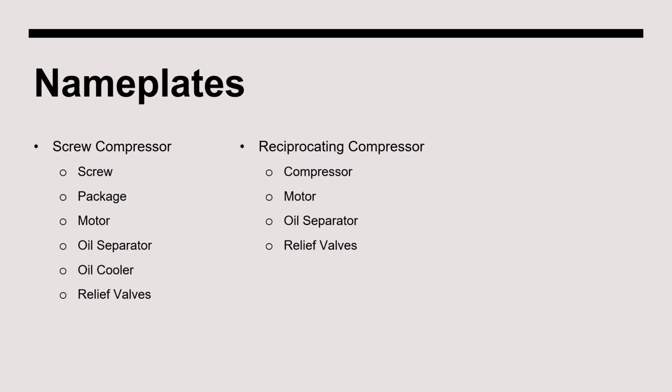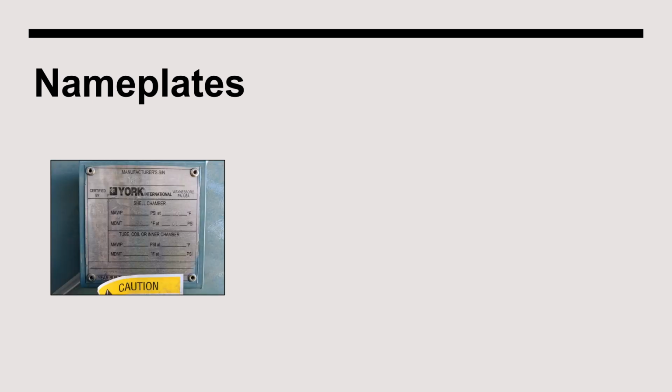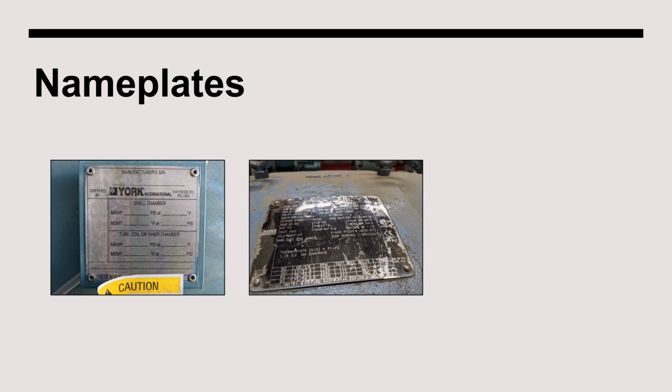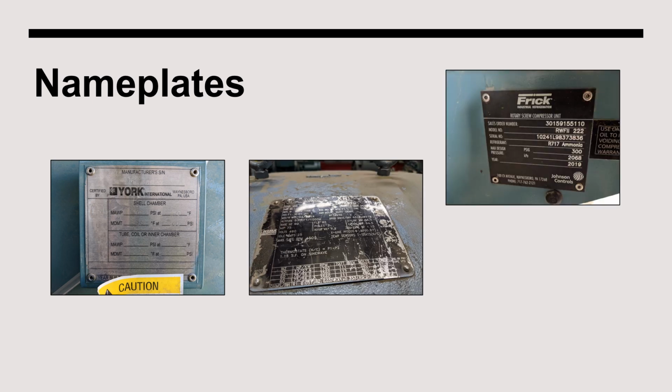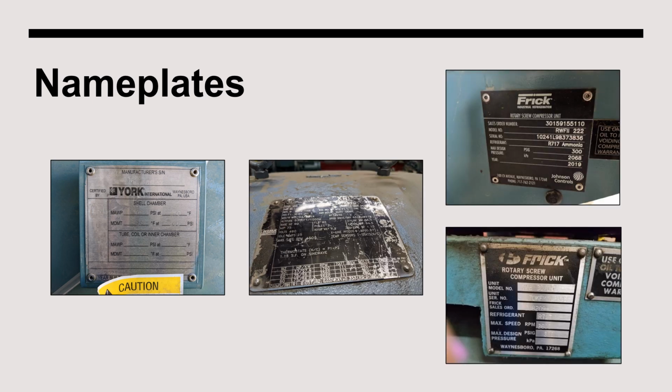Compressor packages are equipped with several nameplates. A screw compressor can have as many as 6 nameplates, and a reciprocating compressor may have up to 4. For example, a Frick screw compressor has an oil separator nameplate, a motor nameplate, a compressor package nameplate, a screw nameplate, a relief valve nameplate, and sometimes an oil cooler nameplate.